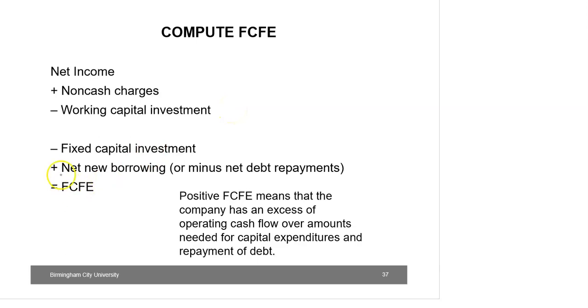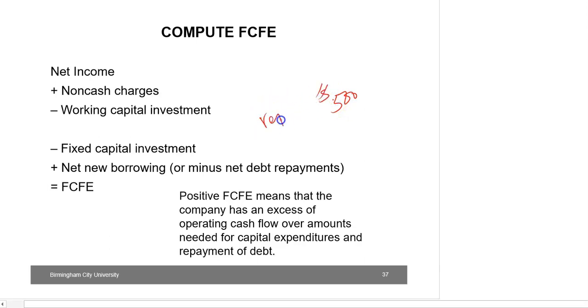And from this we deduct fixed capital investments, and then we add back any net borrowing or deduct from it if there are any net payments. So for example, if the company has paid back $500 million in loan, so this is repaid. However, the company obtained new loans worth 700 million. So there is a net debt issue of 200 million. So in that case, it will be added like shown here.